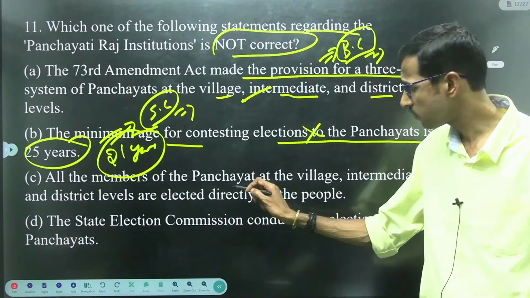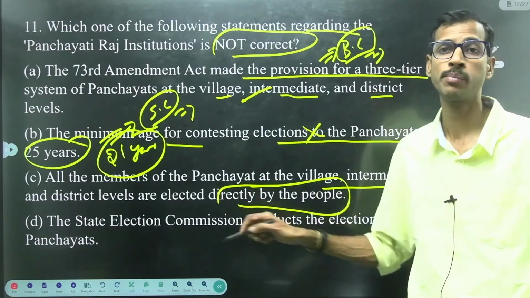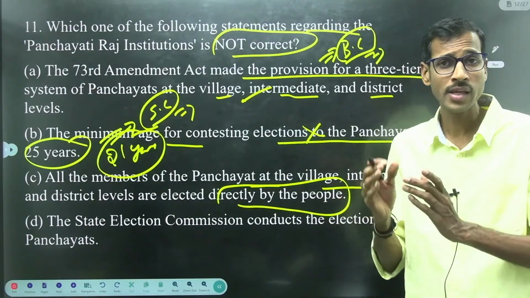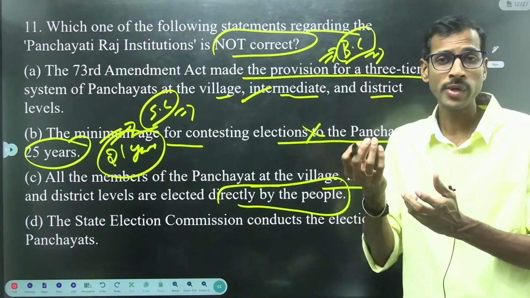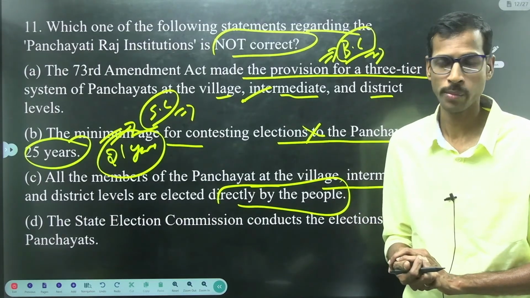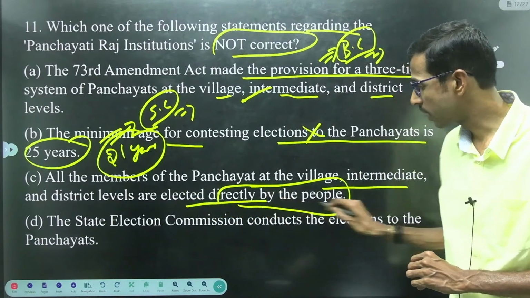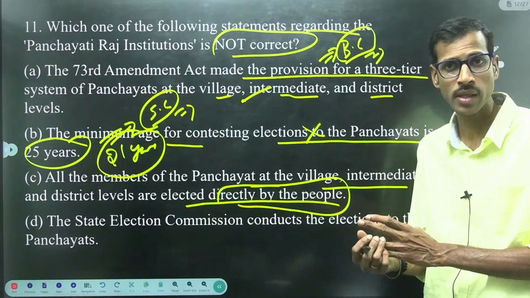So all the members of the panchayat at the village, intermediate and district levels are elected directly by the people, right? If you see the elections, democratic government has so many roots at the grassroots level of our local self-government only, right? So this is elected directly by the people. We have Gram Sabha, Gram Panchayat there, right?